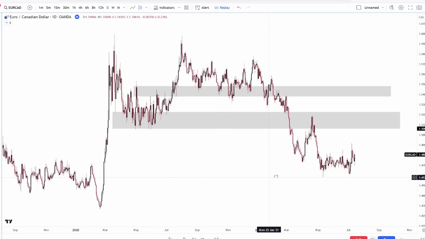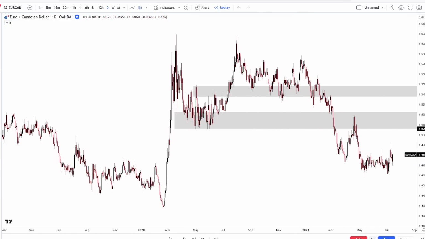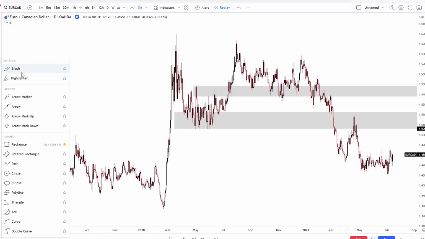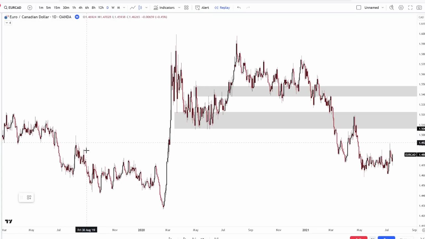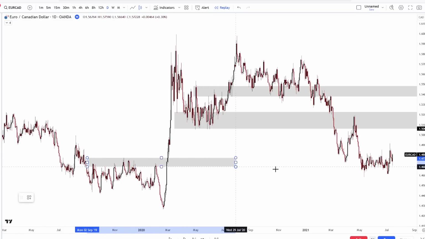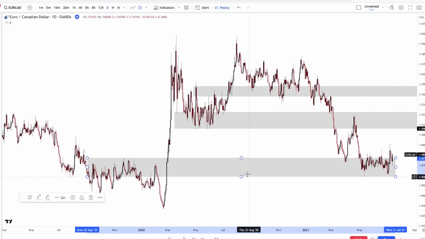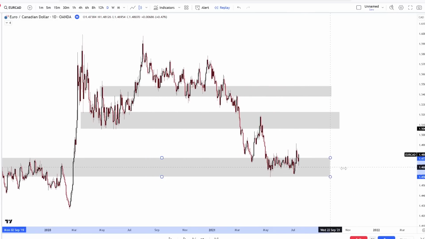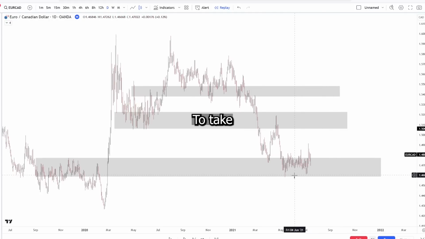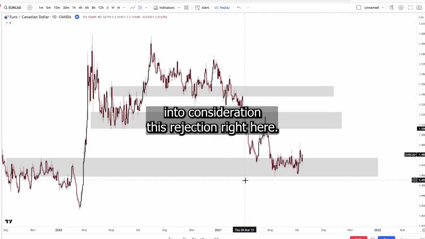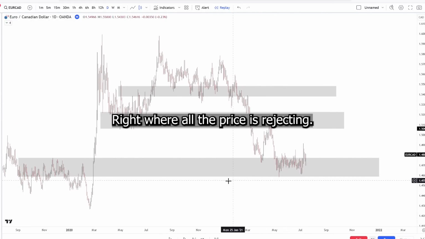Let's look at another one. We have a really good level here. Price rejected from this area multiple times. And you can broaden it just a little bit to take into consideration this rejection right here. Right where all the price is rejected.